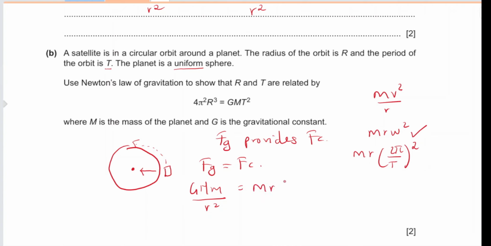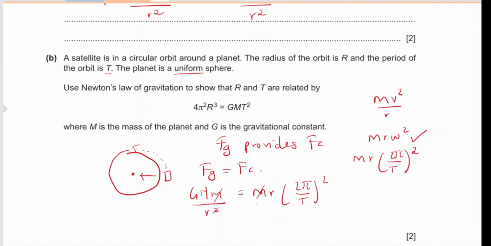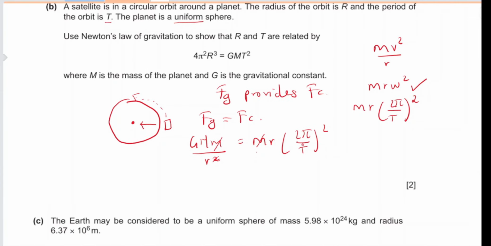So m r (2 pi over T) square. Now we can simplify this equation. So I just crossed out the small m and the small m over here. Then we also have r square here, and we have r over here. So we can cross multiply this to form r cubed. And we can also expand this bracket as well.